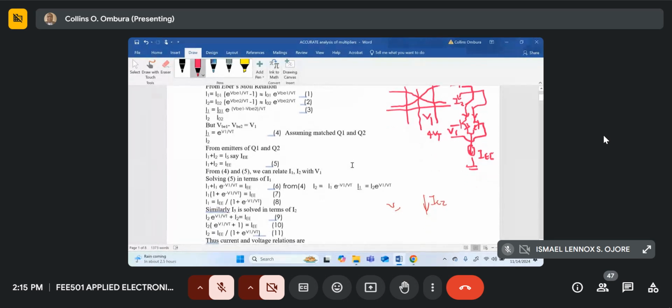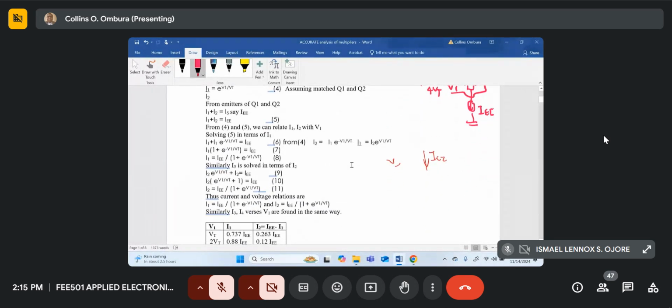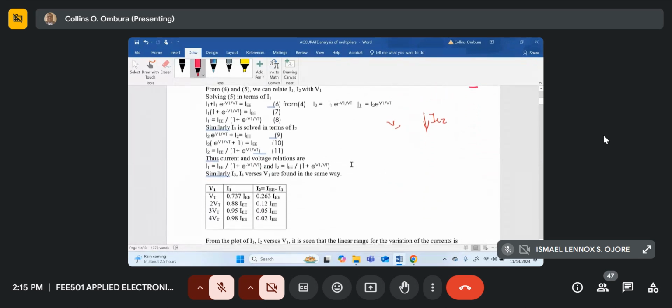So today, this you can go over by yourself. These are the equations of the two currents. I1 is given by IEE, 1 divided by 1 plus e to the minus V1 by VT, and I2 in general is given by IEE, 1 plus e to the V1 by VT.